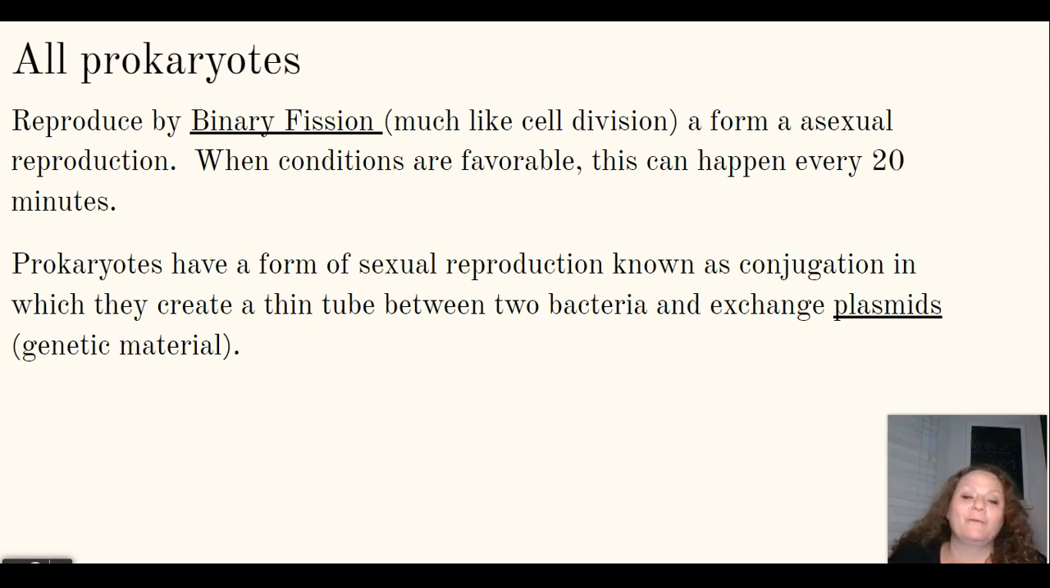Prokaryotes also have a form of sexual reproduction that we call conjugation. They're going to create a thin tube between two bacteria, and they're going to exchange some genetic material that we refer to as plasmids. Usually it occurs as a small circle. This is how bacteria do lateral gene flow and increase their genetic diversity without mutation.